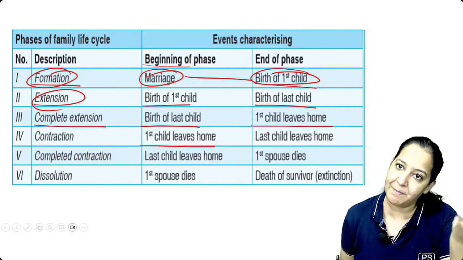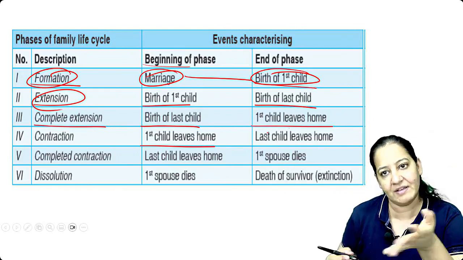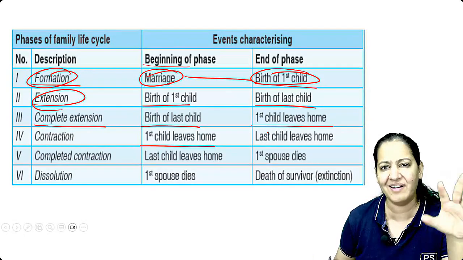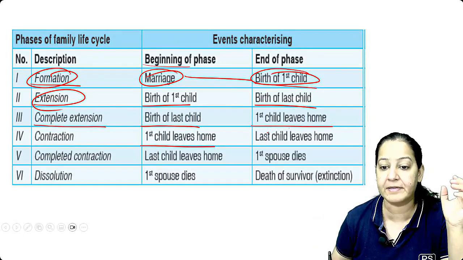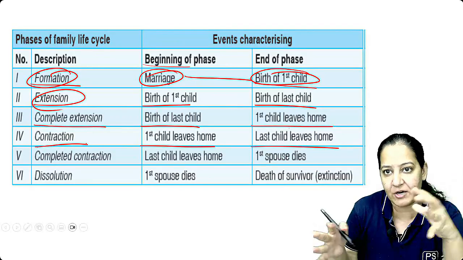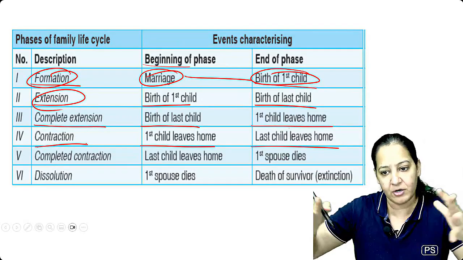The daughters will get married. They will go to their husbands' homes. The sons get married. They will also separate and start their own family. We are talking about the Western culture. In India, the joint family is the culture here. Till the last child leaves the home, they are in contraction. The family is contracting. First it was expansion and then contraction.